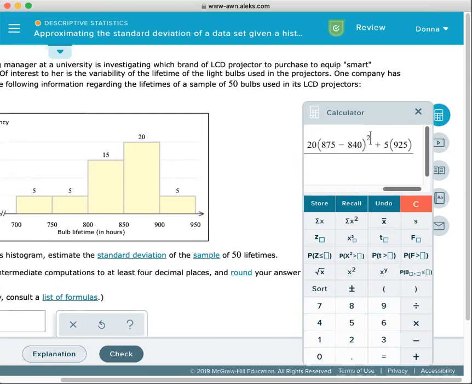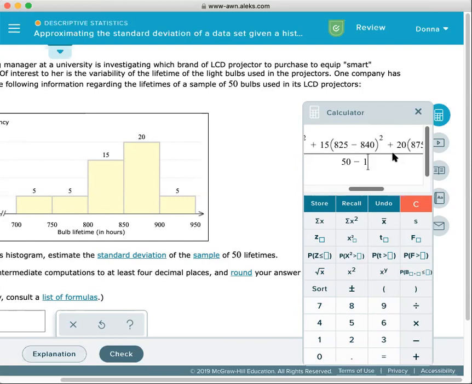So I'm using the arrow key to cursor over. Minus 840 and then square. So now I have all the squared deviations, and since this is a sample, because it says a sample of 50 bulbs, when we find the sample standard deviation, we had to do that little correction factor of subtracting 1. And so now I almost have it. This is the variance, or pardon me, the sample variance.